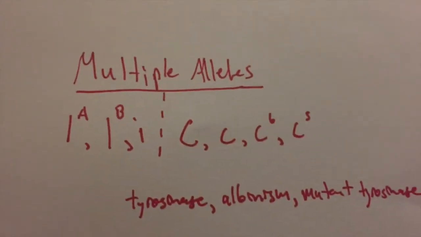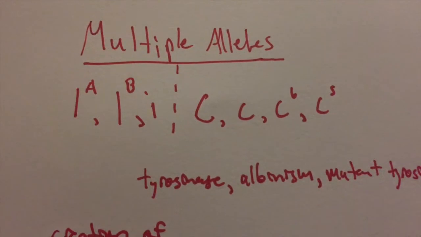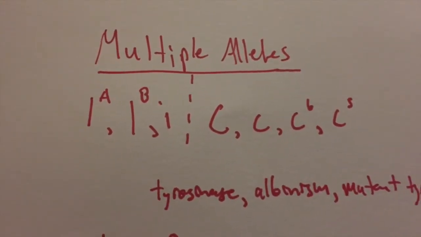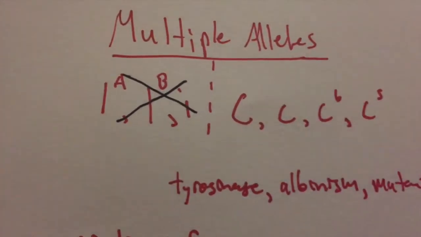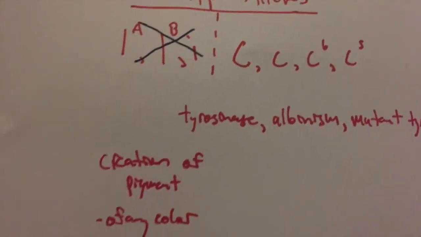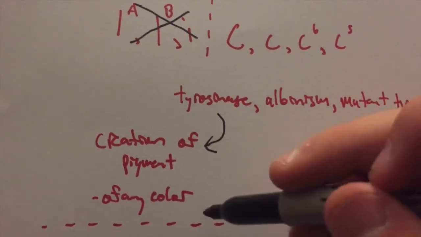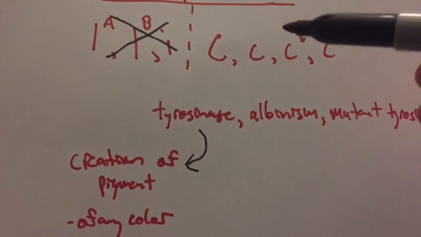You probably recognize this example on the left. It's blood types. But we're talking about cats and cat coats. So we'll just forget about blood types for a little bit. So the gene that codes for tyrosinase, which is an enzyme that helps in the creation of pigment of any color, it could be like dark black or just like red or whatever, exists with 4 alleles.